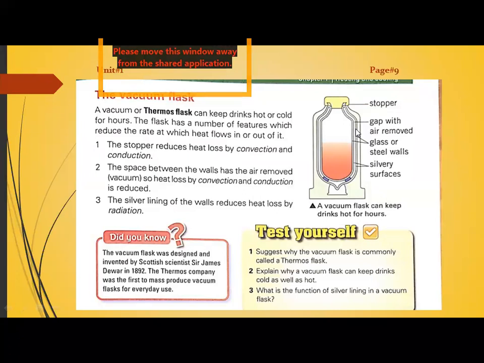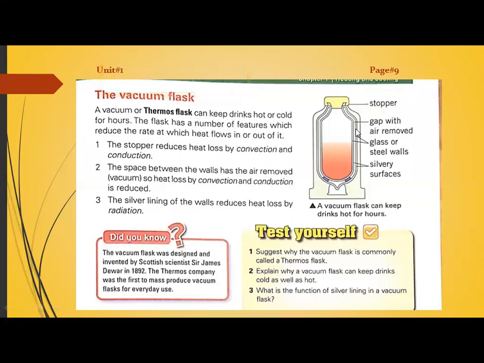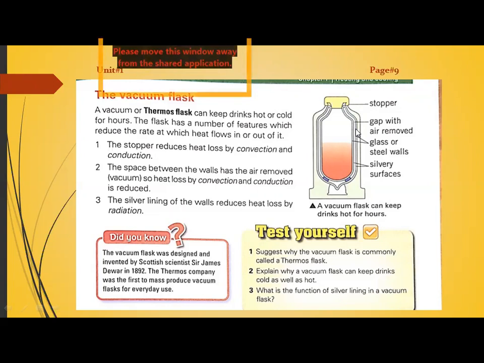Okay, because radiations do not require any medium for their propagation. So it will stop conduction and convection. If a vacuum is created there, automatically conduction and convection will be stopped there, because conduction and convection require a medium. Okay, and to avoid radiations, it will silver the outer surfaces of the flask, or the glass. The silver lining of the walls reduces heat loss by radiation.